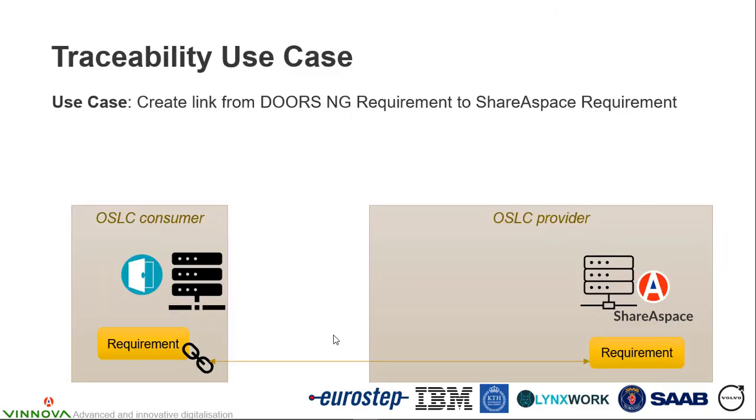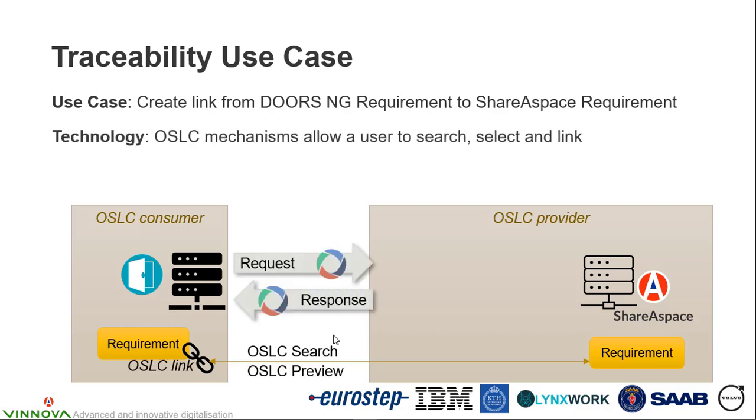The linking technology uses OSLC services to allow a user to search for resources in an OSLC provider application. The link is stored containing the resource URI. When the user needs to see details of the resource, OSLC services are used to request a preview from the provider. In this way, the resource remains in the provider application and does not need to be copied or synchronized.